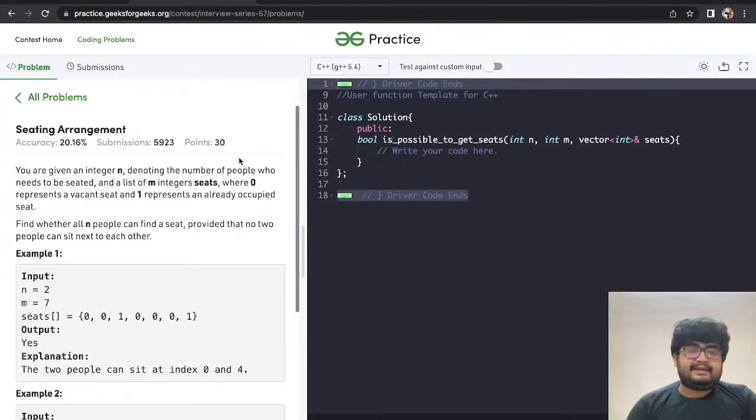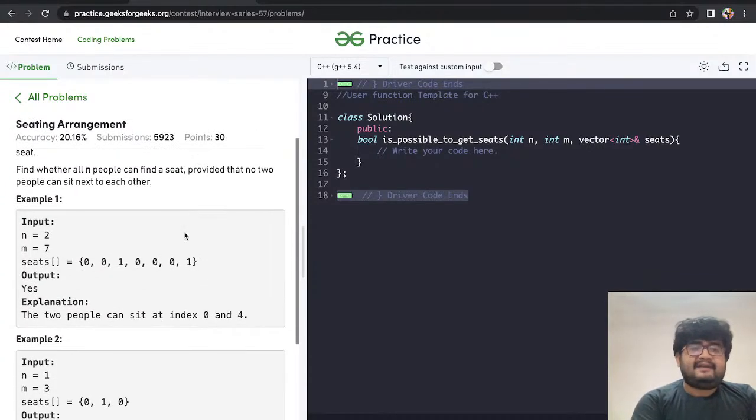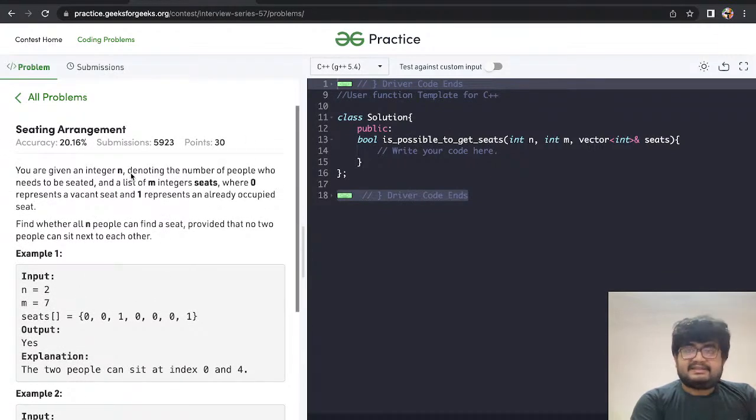The first one is: you are given an integer n denoting the number of people who need to be seated, and you are given a list of m integer seats where 0 represents a vacant seat and 1 represents an already occupied seat. Find whether all n people can find a seat provided that no two people can sit next to each other. So we are given n people and m integer seats.